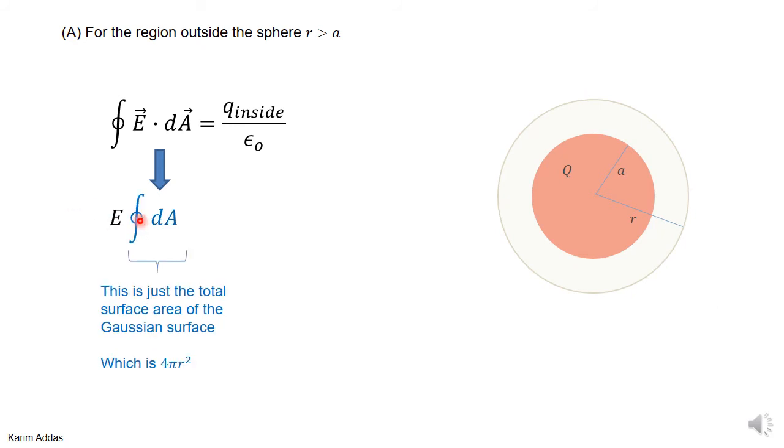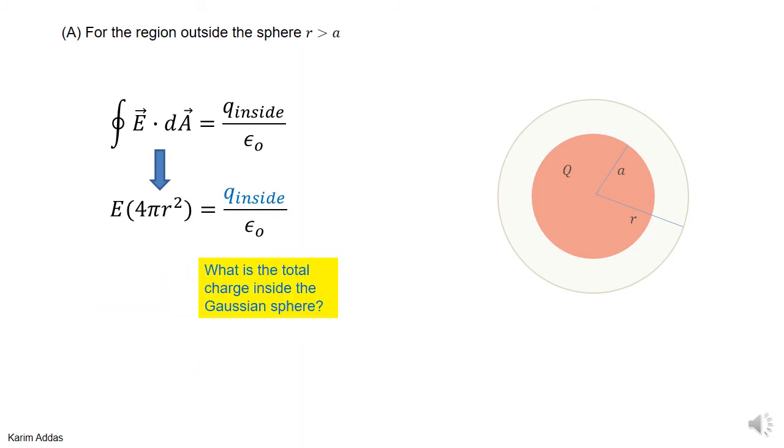When you do that, you're left with integration of EdA. What is integration of EdA? This is just the total surface area of the Gaussian sphere, which is 4 pi r squared. We put here E times 4 pi r squared. And on the right-hand side, we have Q inside over epsilon naught. What is the total charge inside the Gaussian sphere? Well, you can see that all the charge of the problem is inside the Gaussian sphere in this case. So we should replace Q inside by Q.